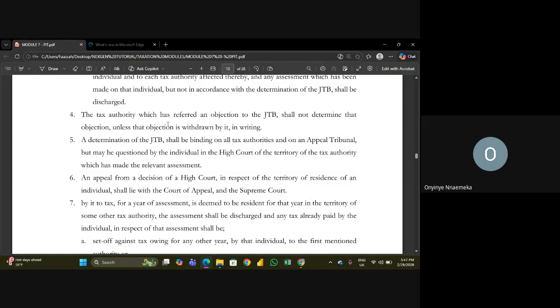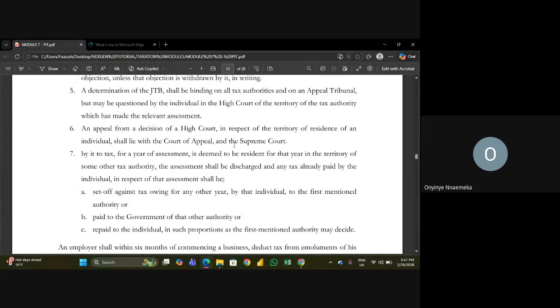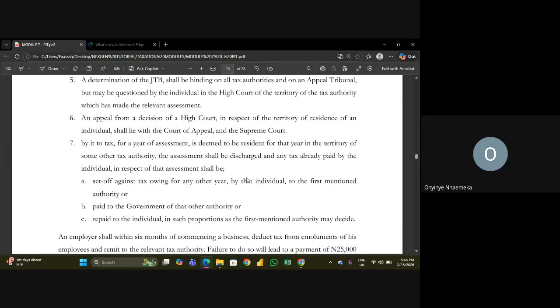So that person can now take it, because the joint tax board have done their own part. You can now go to high court to object, right? And it has to be the high court in the territory of the tax authority that made the assessment, or the authority that is objecting. Now, if high court has not satisfied you, and you still feel like, I don't agree with this thing, you can go to court of appeal, you can go to Supreme Court, but it has to be in the territory of the residence of that individual. That will be the territory of that individual.